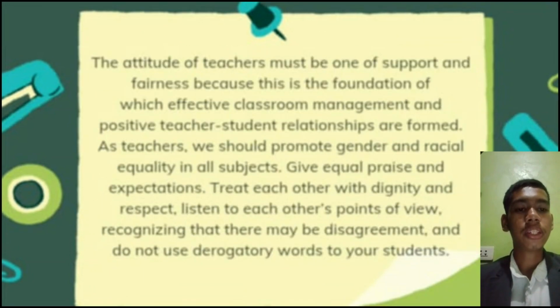The attitude of teachers must be one of support and fairness because this is the foundation on which effective classroom management and positive teacher-student relationships are formed. As teachers, we should promote gender and racial equality in all subjects, give equal praise and expectations, treat each other with dignity and respect, listen to each other's points of view, recognizing that there may be disagreement, and not use derogatory words to our students.